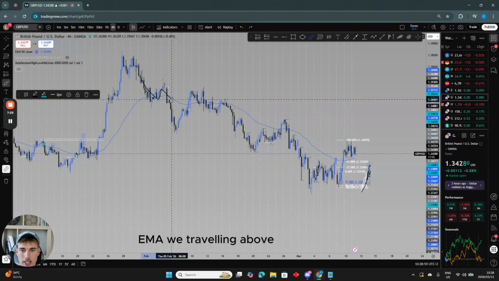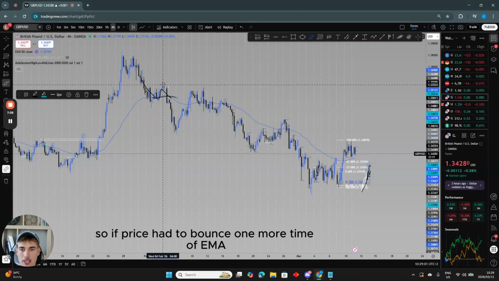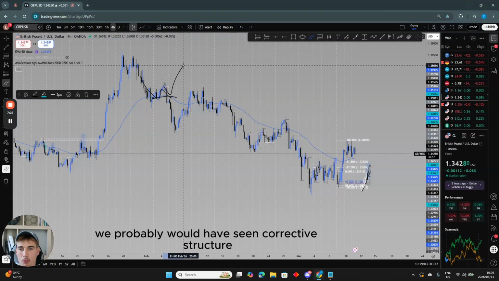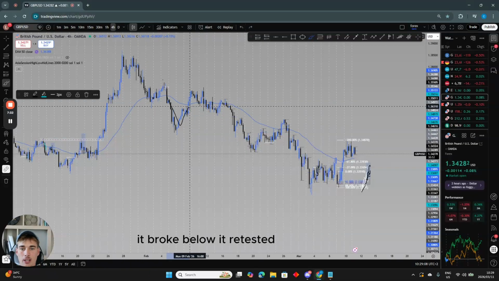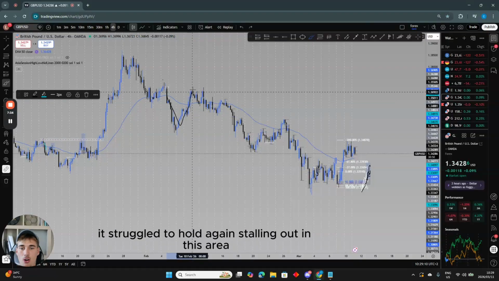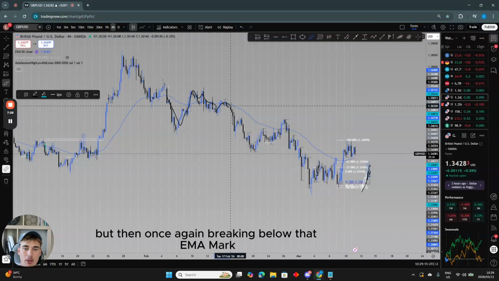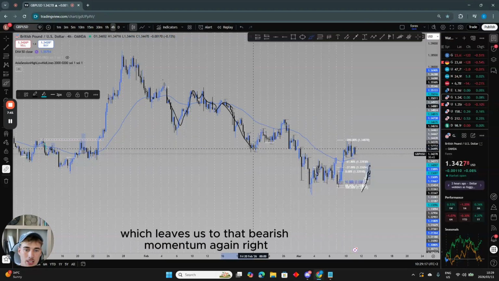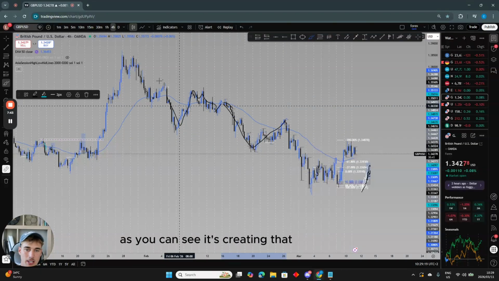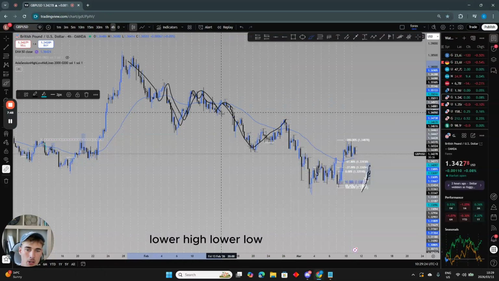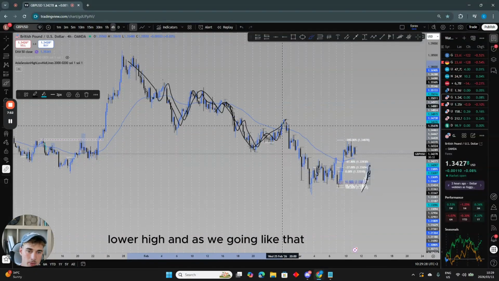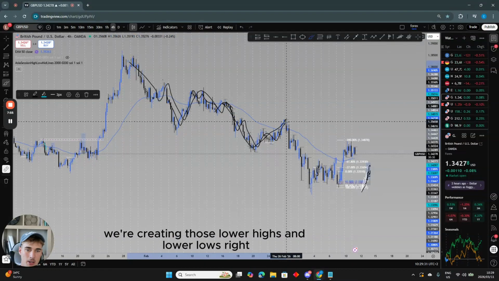And as we can see here, EMA, we're traveling above. So if price had bounced one more time off EMA, we probably would have seen corrective structure go up there. But what did it do? It broke below it, retested it, struggled to hold, stalling out in this area, but then once again broke below that EMA mark, which leaves us with that bearish momentum again, right? As you can see, it's creating that lower high, lower low, lower high, lower low, lower high, lower low, lower high.